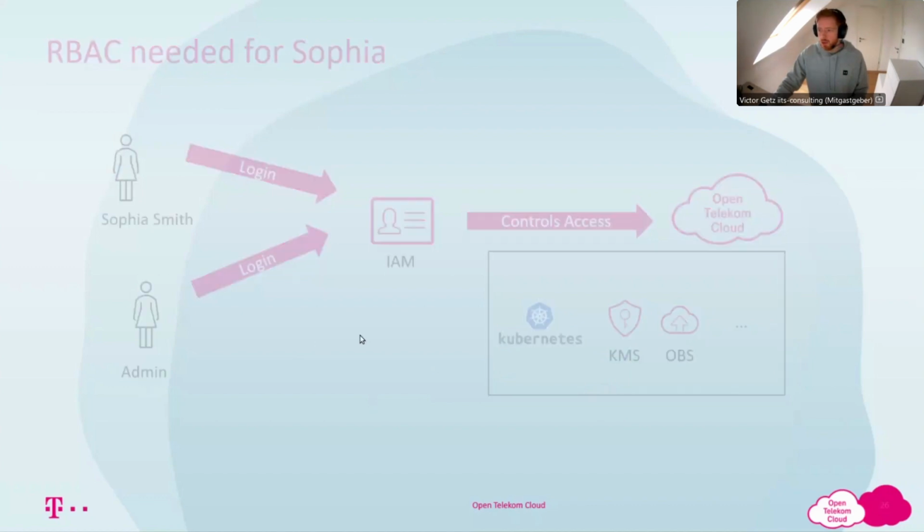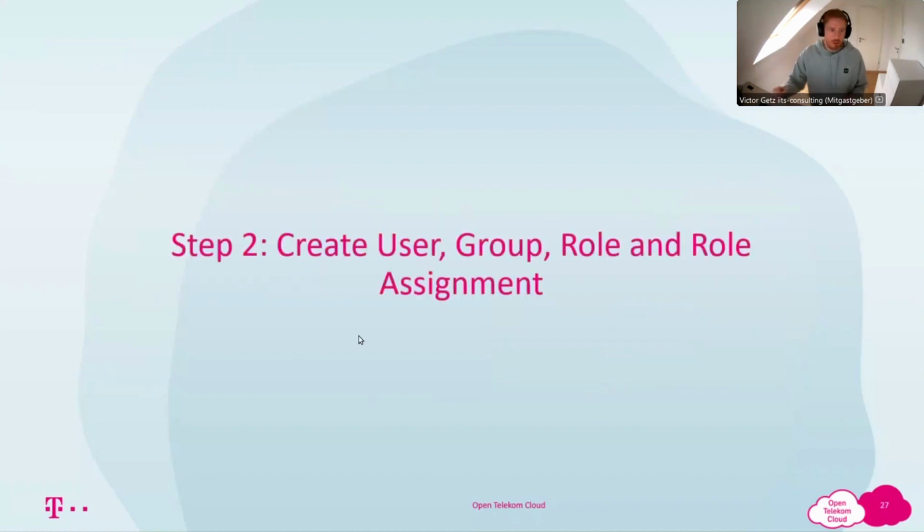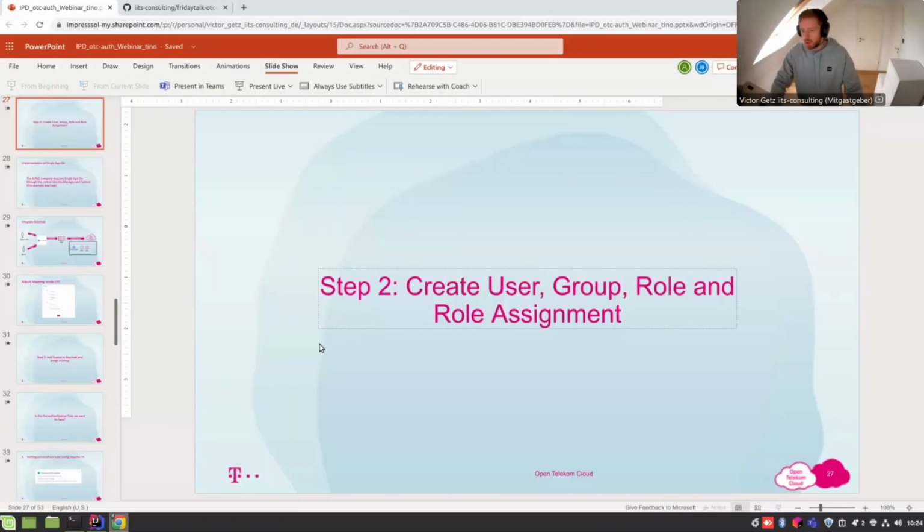So what do we need to do to achieve this one? Basically, we focus only on the IAM system now. In the IAM system, we will create a user, a group, a role, and the role assignment. That's the thing which we need to do. And this one we do now live.